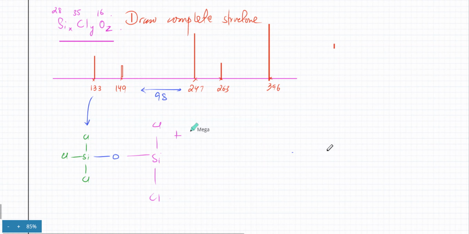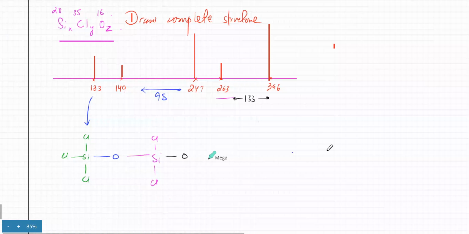Okay, what would 263 be? That's 247, and what's the difference between 247 and 263? Oxygen. Okay, so there is a difference of 1 oxygen. And then finally, between 263 and 396, that's again a difference of 133. So that is again Si.